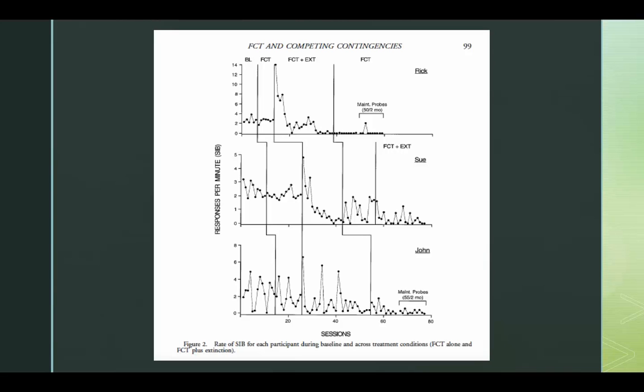So here are the target behaviors, the SIB, for all 3 individuals, Rick, Sue, and John. And this is baseline in a regular functional assessment. So for Rick, for example, if I recall, his tangible was getting access to his shirt. So during the baseline condition, every time he engaged in self-injurious behavior, he got access to his shirt.